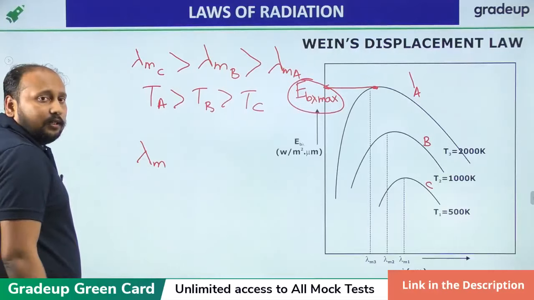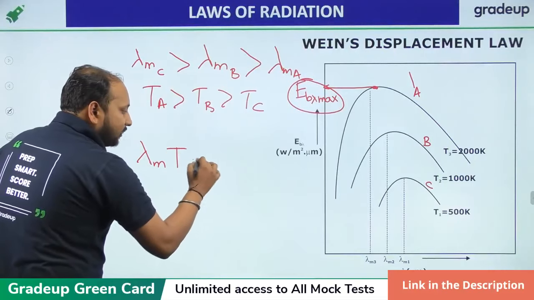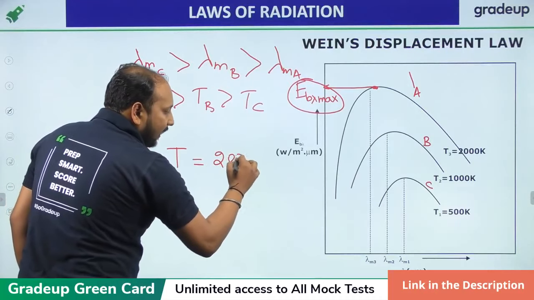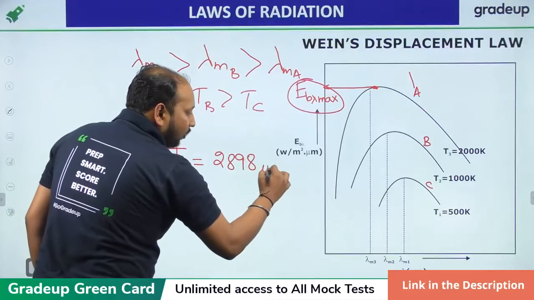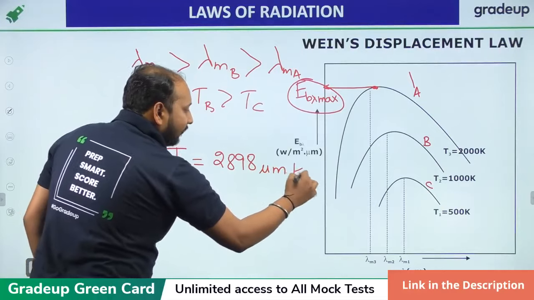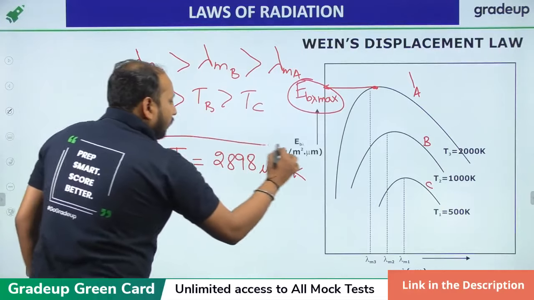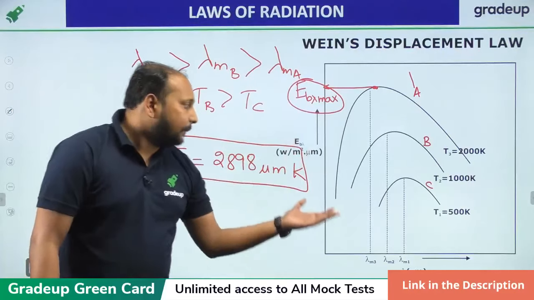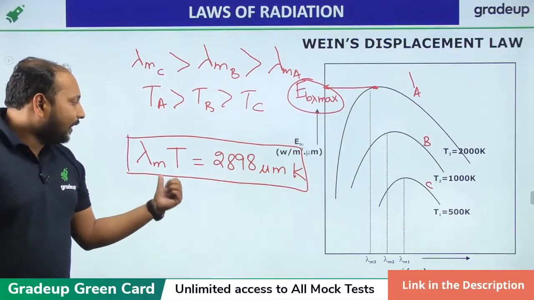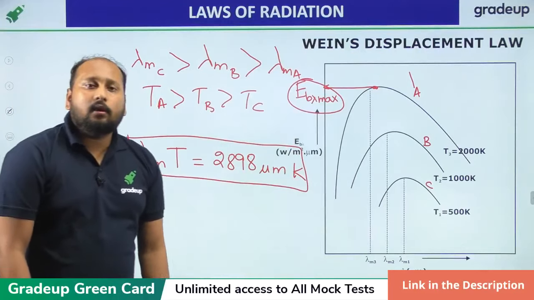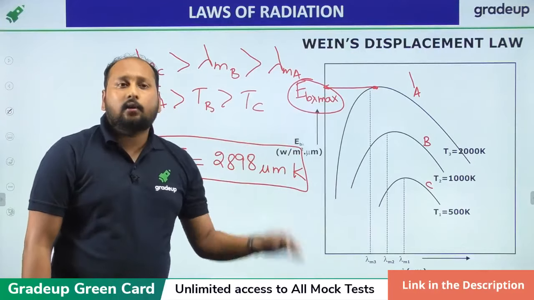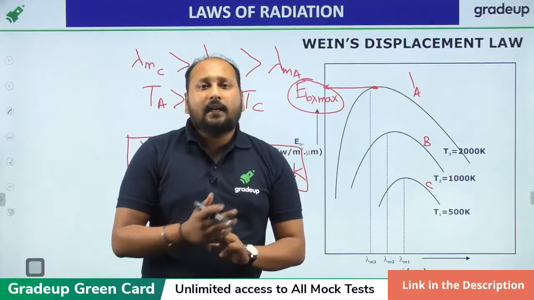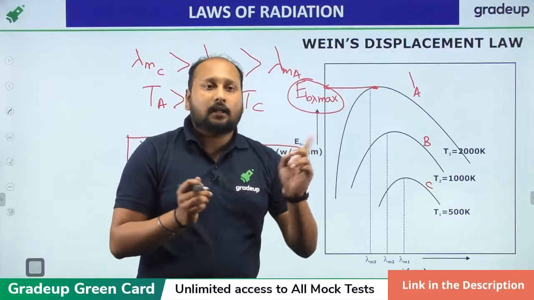And Wien, after doing the calculation, found out that the maximum wavelength times the absolute temperature is approximately equal to 2898 micrometer Kelvin. After applying this formula, he found out that lambda M into T is approximately equal to 2898 micrometer into K. Clear? So if you have 2-3 parameters given, you can easily get the third parameter.